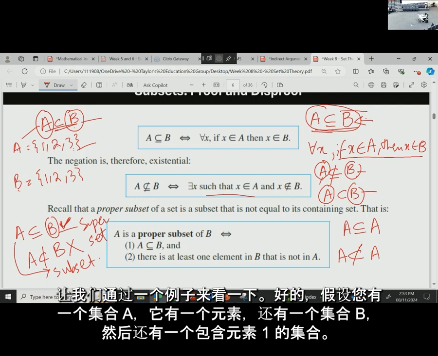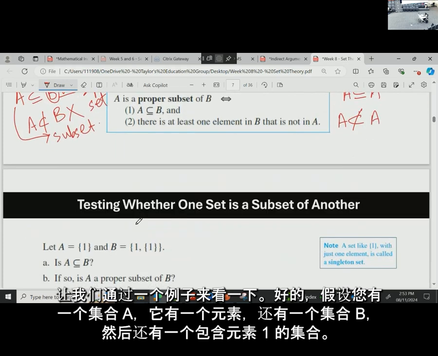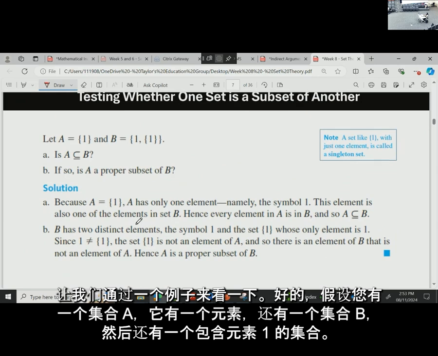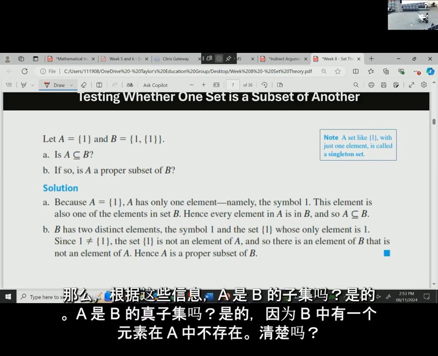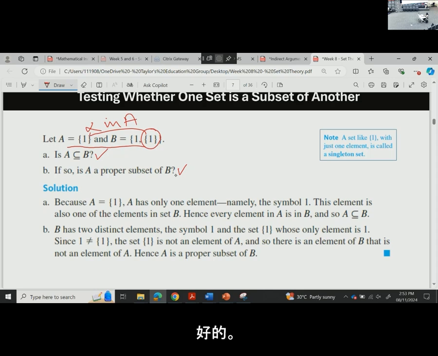So let's look at it through an example. Okay, let's say you have set A which has one element, and set B where you have 1, and then another set containing element 1. So is A a subset of B based on this information? Yes. Is A a proper subset of B? Yes, because there is one element in B that is not present in A. Clear? Okay.